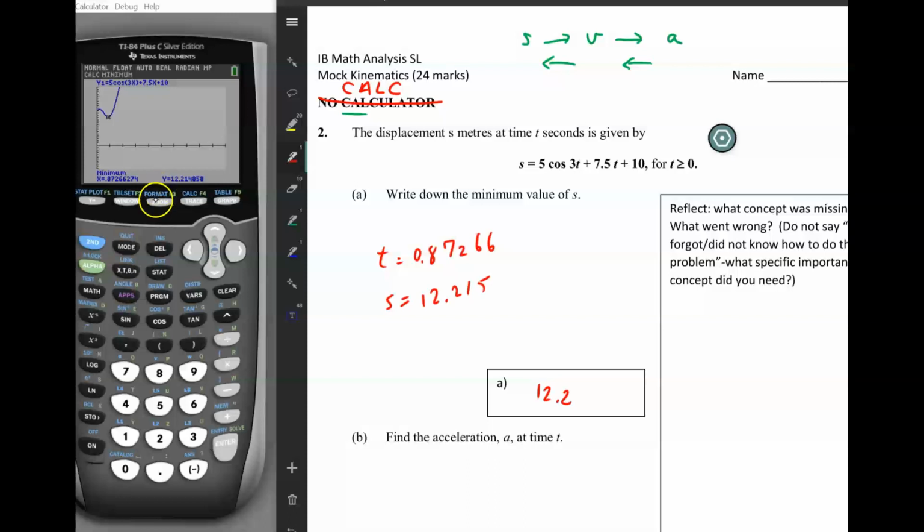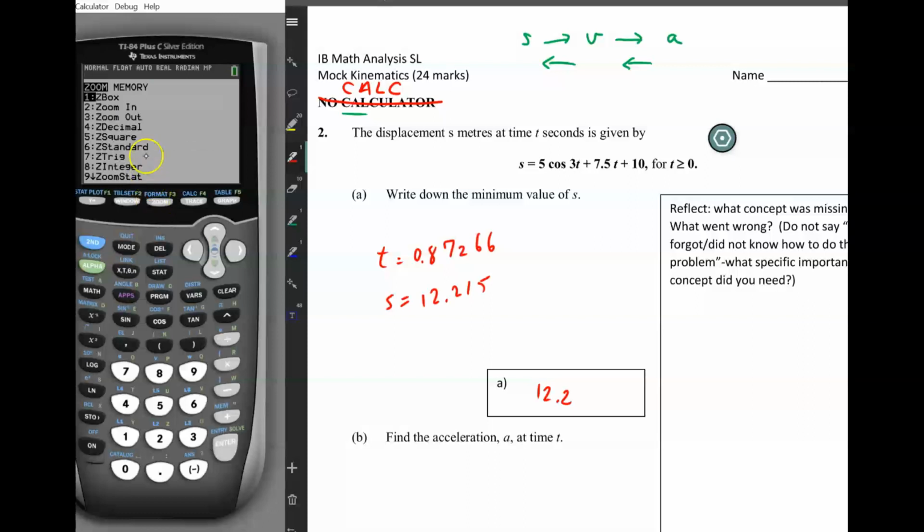If you want to see what it looks like, just do zoom fit, and you can see that the thing has a very nice little pattern. Zoom fit, which it just kind of goes up and down, but it steadily goes up. Okay, so we know that our minimum point is, or the minimum s value is 12.2.